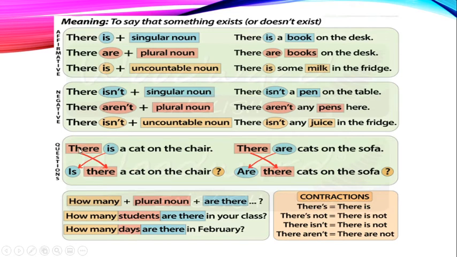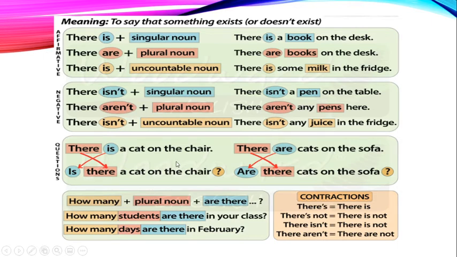For example, in the affirmative sentence, we say there is a cat on the chair. But when we're going to make a question, we need to have the verb at the beginning. Is there a cat on the chair? And remember, don't forget the question mark. That is for the singular.